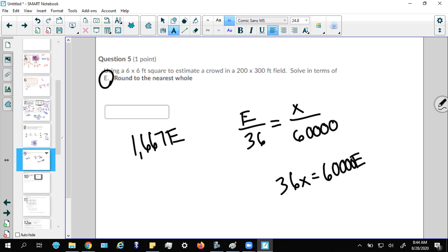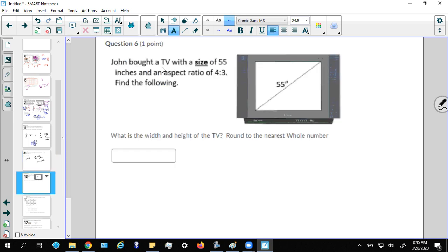Now remember, that E is special because we haven't estimated yet. We haven't figured out how many people can actually fit into the square. So that means we have to have an E. All right, so look at that. We have the dreaded S word. The dreaded S word means we have to do the Pythagorean theorem.